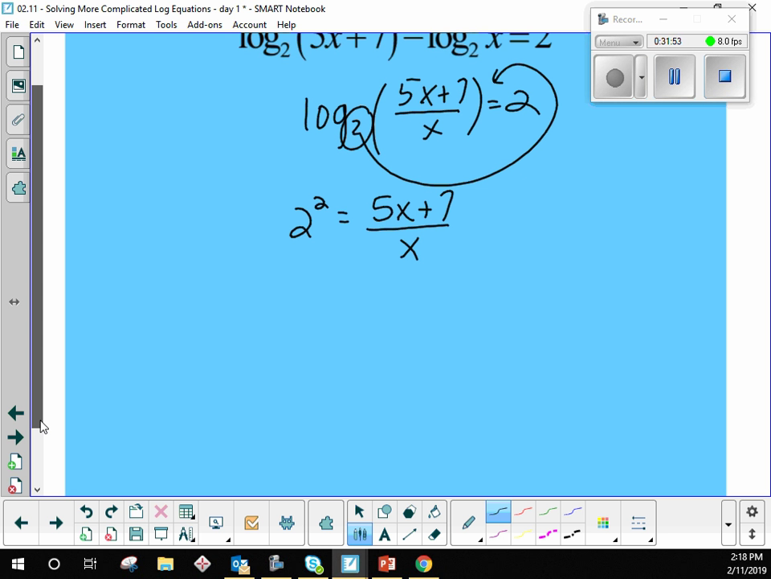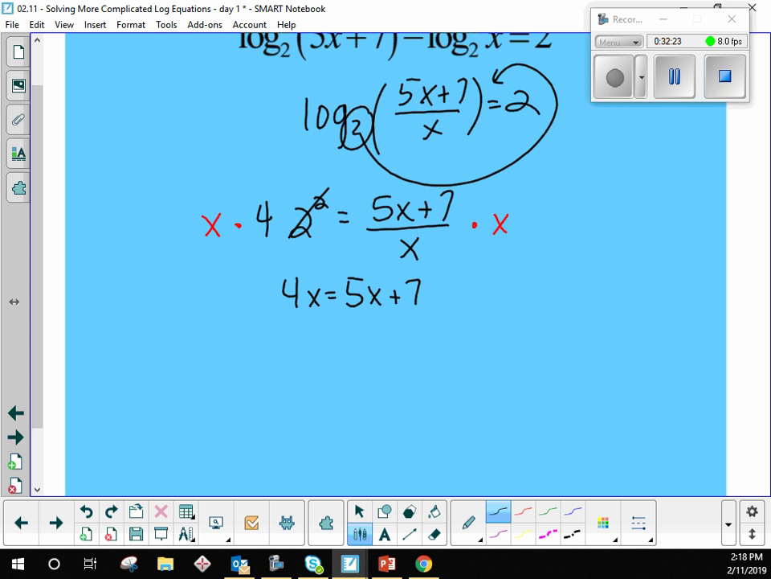Melissa, what's one thing I can do next? Okay, so 2 squared is 4. Let's see. I'm just going to cross this out and put 4 here. Multiply both sides by x, right, to get it out of the denominator. Times x times x. So I have 4x equals 5x plus 7.